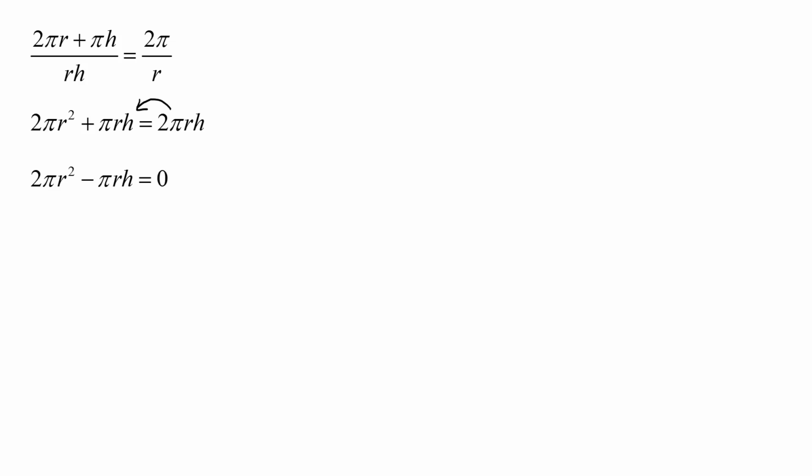And now we can factor out the r that they have in common. They also have a pi in common. We can factor that out too. Factoring out pi r, we're left with 2r minus h.